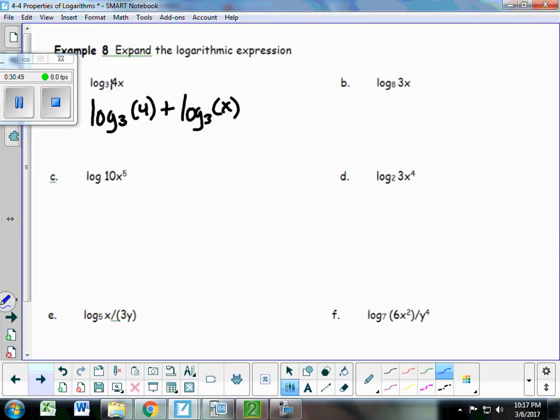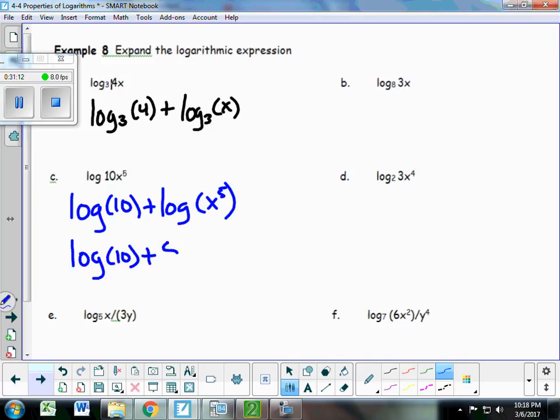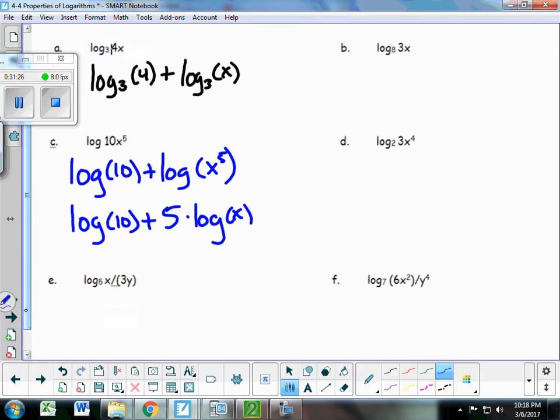Part C. So this guy, same kind of idea as part A, but there's also going to be a power. So let's see what that's going to do. So log of 10 plus log of x to the 5th. But the power of 5 can be brought out in front of that second one. So that'd be log 10 plus 5 times log x. That would be the answer for that. Again, part D is very similar to that one, so I'm not going to get into that one.